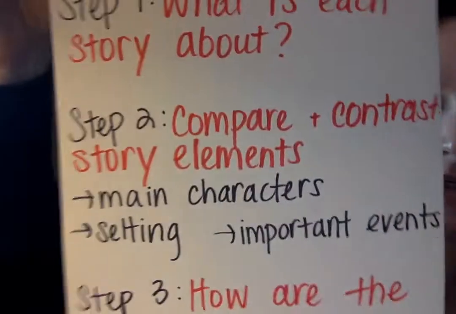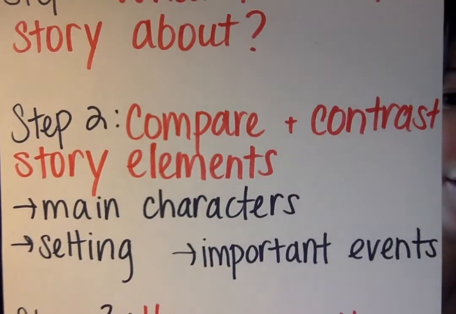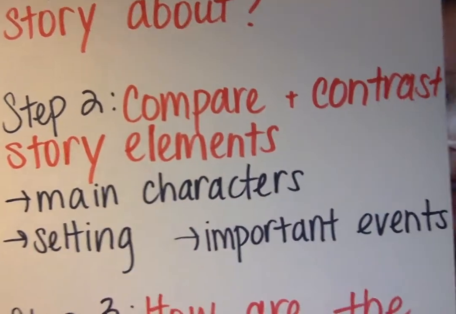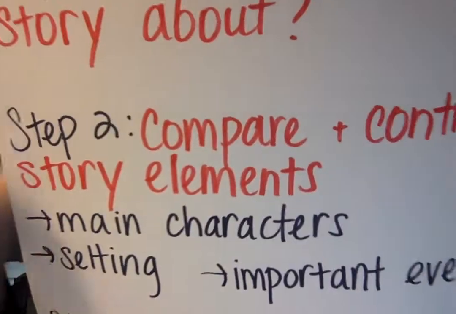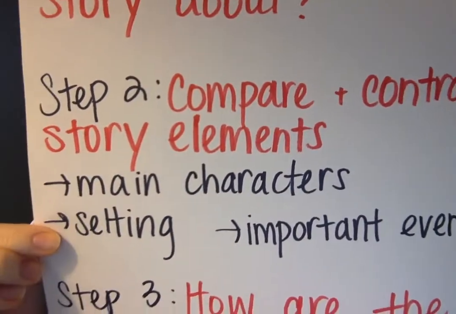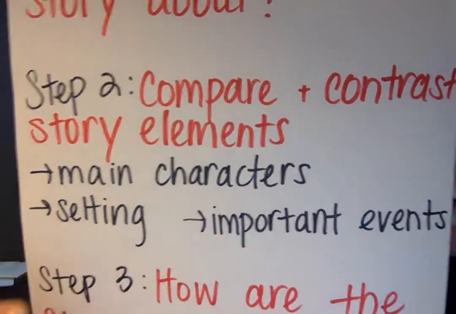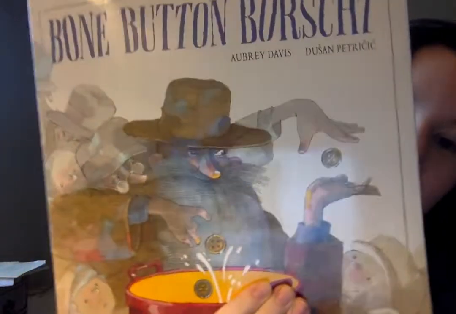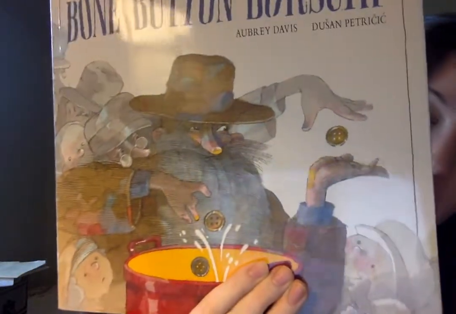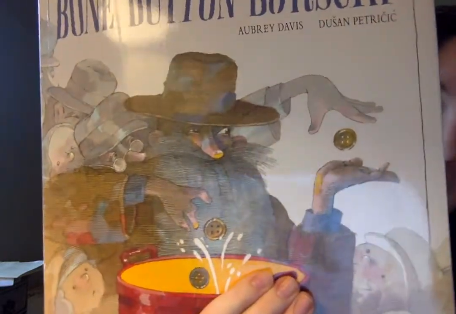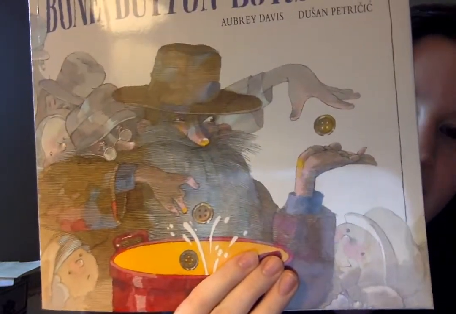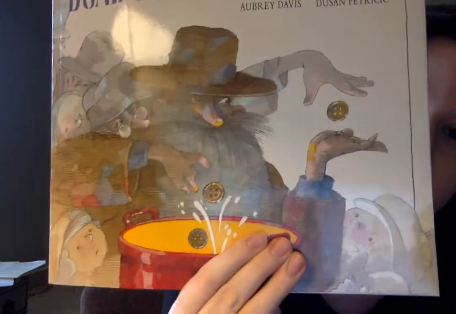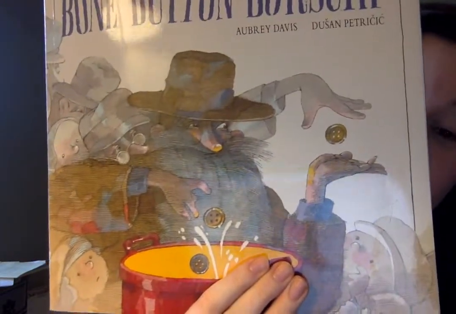All right, moving into step two, compare and contrast story elements. When we're looking at story elements, we're focusing on the main characters, the setting, and the important events. So first, let's look at the main characters. Of course, our main character in Bone Button Borscht, just looking at the title, is the beggar. He's the character we look at the most. We see his point of view the most in the text, and we are following his story as he's moving through this small town looking for food and shelter.